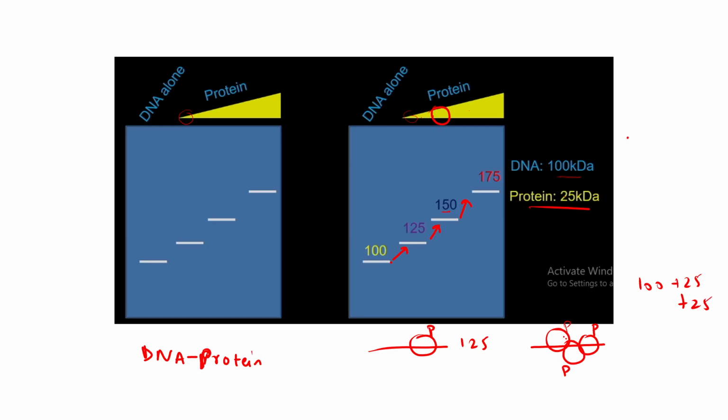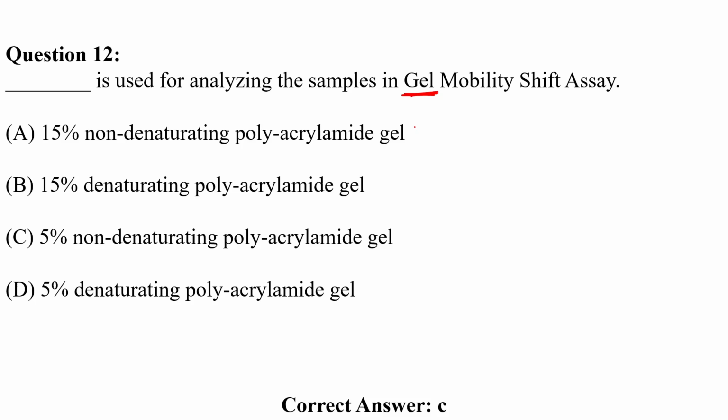So you can see the electrophoretic mobility, the speed by which the sample is moving, it was fastest when DNA was alone. Then when I added a low concentration of protein, it slightly moved upward. There is a shift in the band. Then when I added a higher concentration of protein, there is again a shift in the band. So that is why it is called a gel shift mobility. We have a shift in the mobility when we see the samples on the gel. So there is a shift in the band, there is a shift in the mobility of the sample. So that is why it is called gel mobility shift assay.